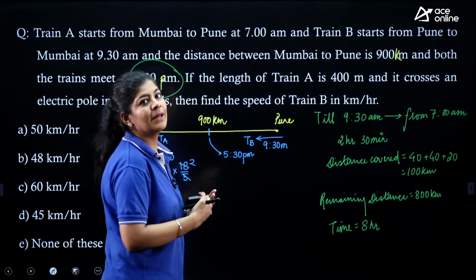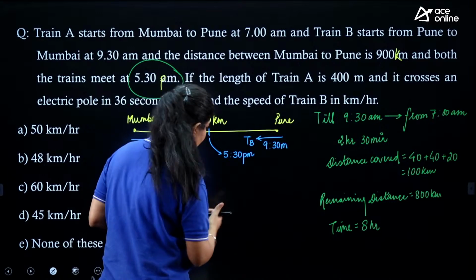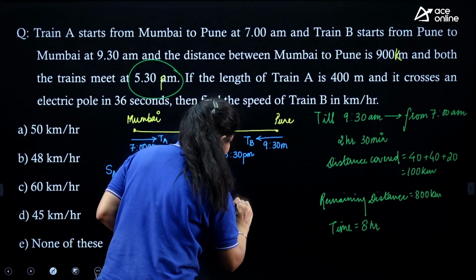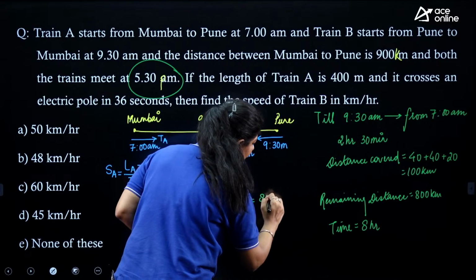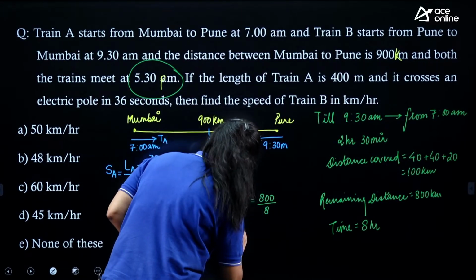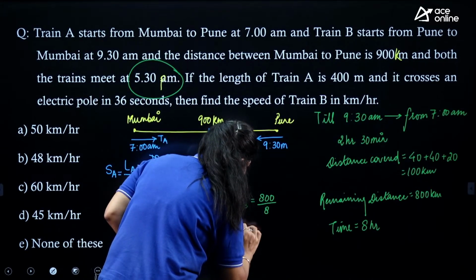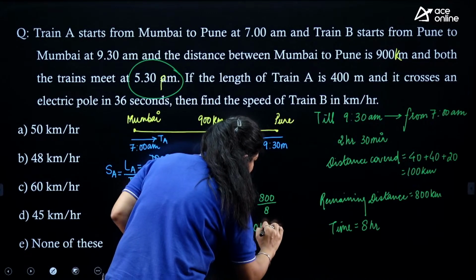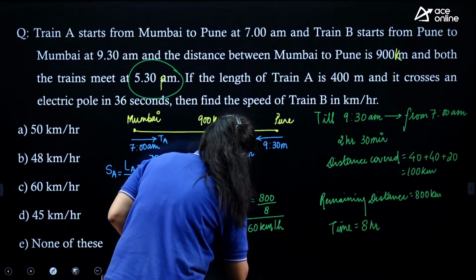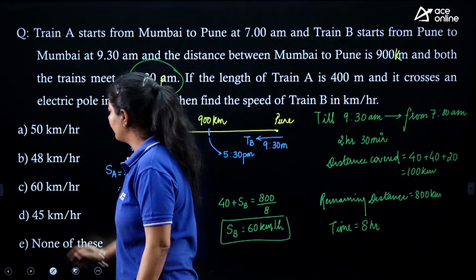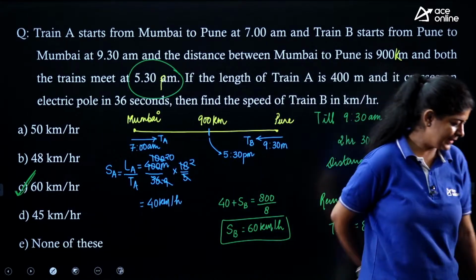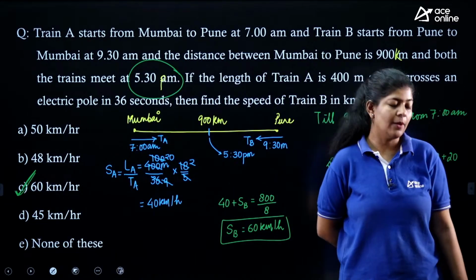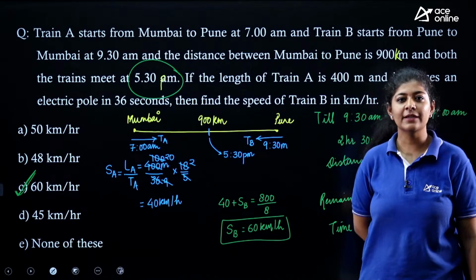As both of them are moving in opposite directions, we need to use the concept of relative speed, which is nothing but 800 kilometers divided by 8. That means the value of SB that we got over here is 60 kilometers per hour. Option number C is the correct one.